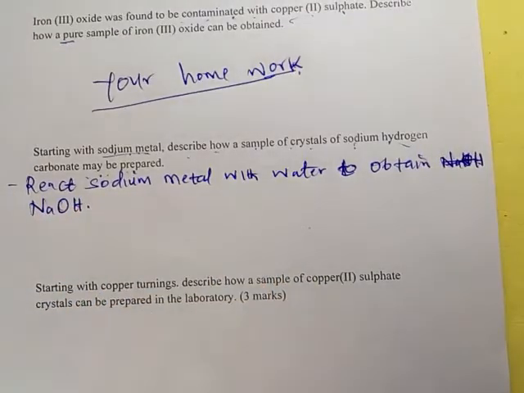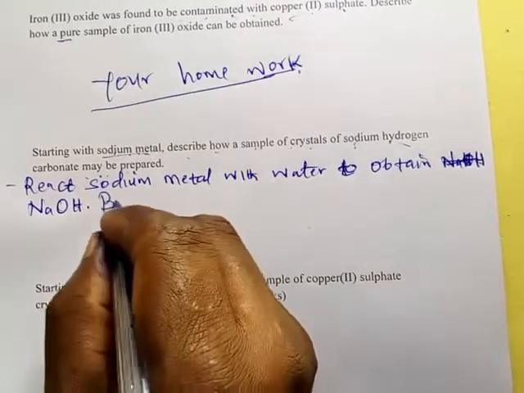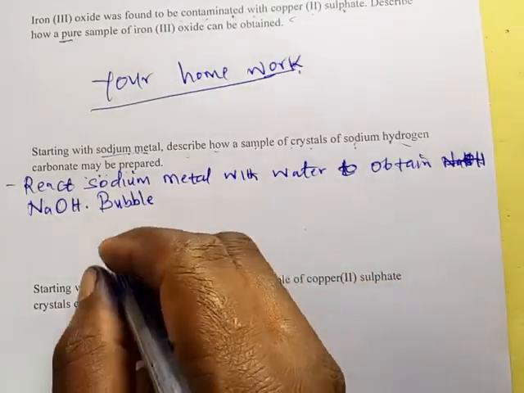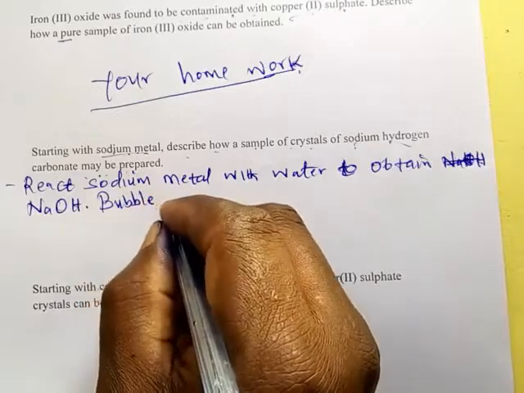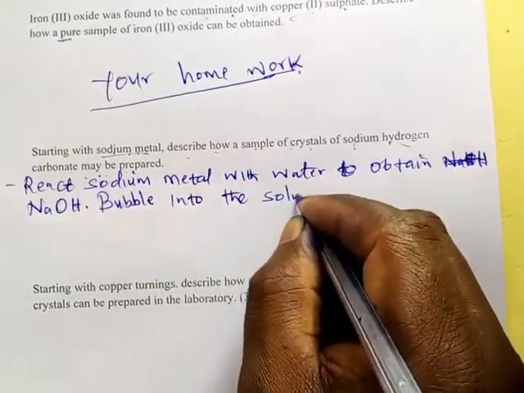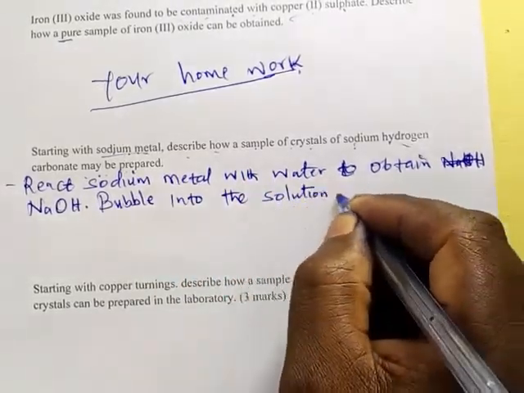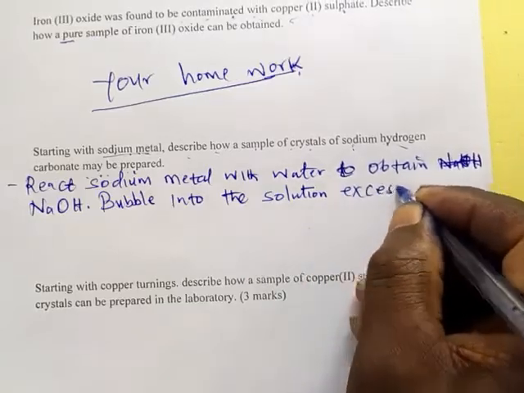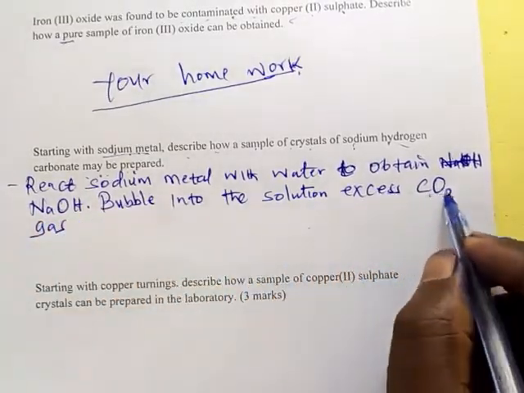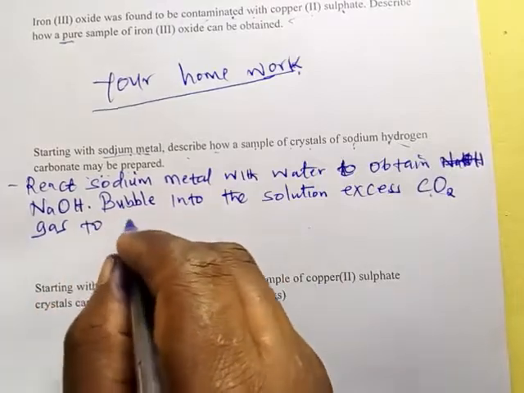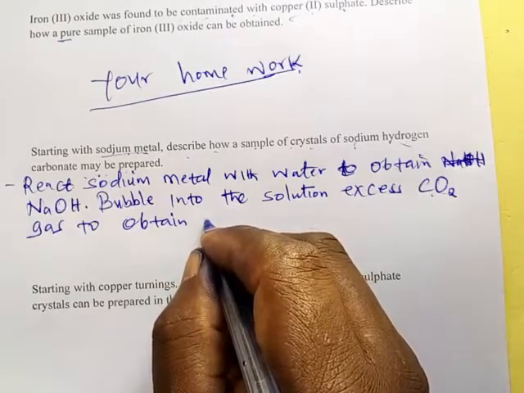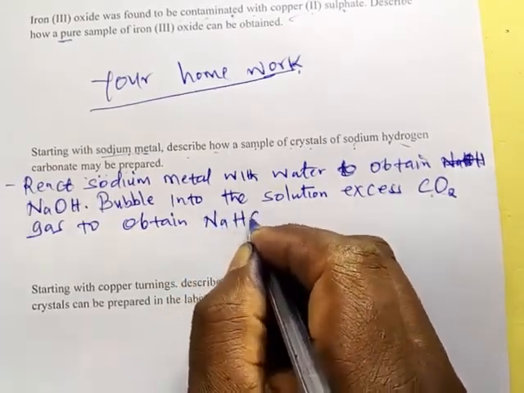So what will you do with the sodium hydroxide obtained? You bubble, bubble is to pass a gas, into the solution excess carbon 4 oxide gas to obtain sodium hydrogen carbonate.